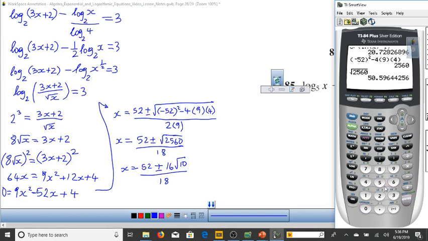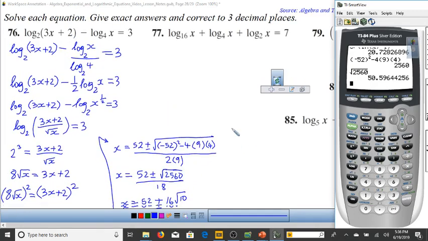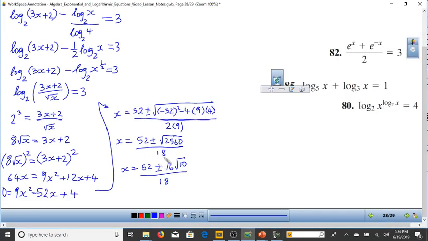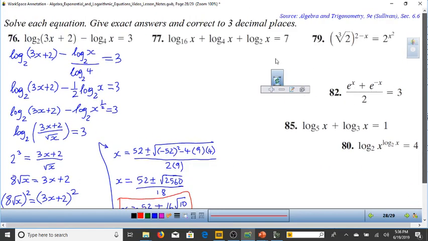And as you can see, when we work out square root of 2560, it's smaller than 52. So all the answers here are going to be positive. And so you can check the answers. So I'll just leave here, check answers. Because we may still have extraneous solutions. So moving on.